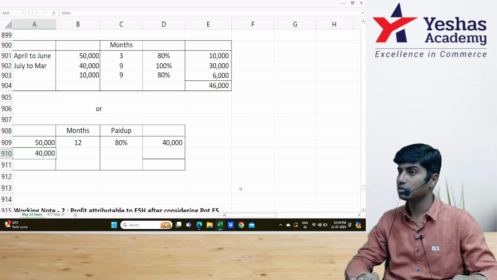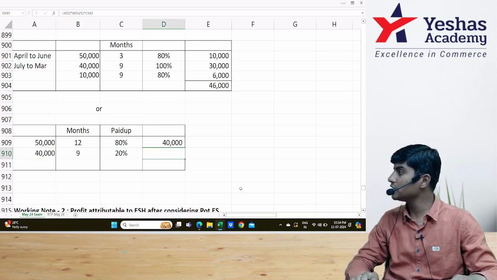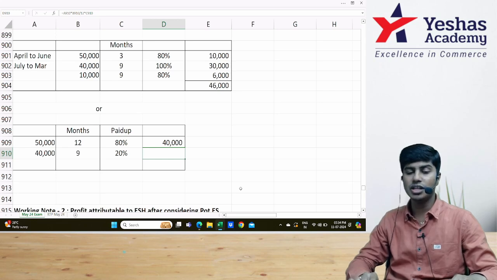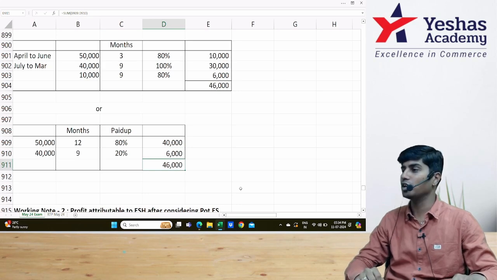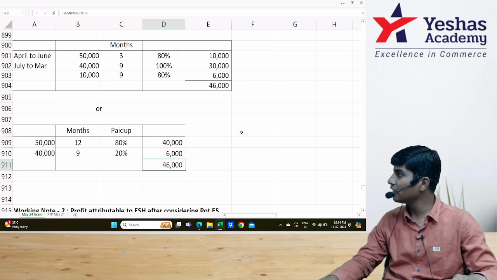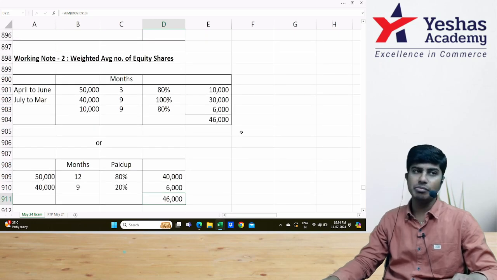They pay after 3 months. So 40,000 shares, 9 months, 20%. 40,000 into 9 by 12 into 20%. This way also we get 46,000. So you can do either the first method or the second method.